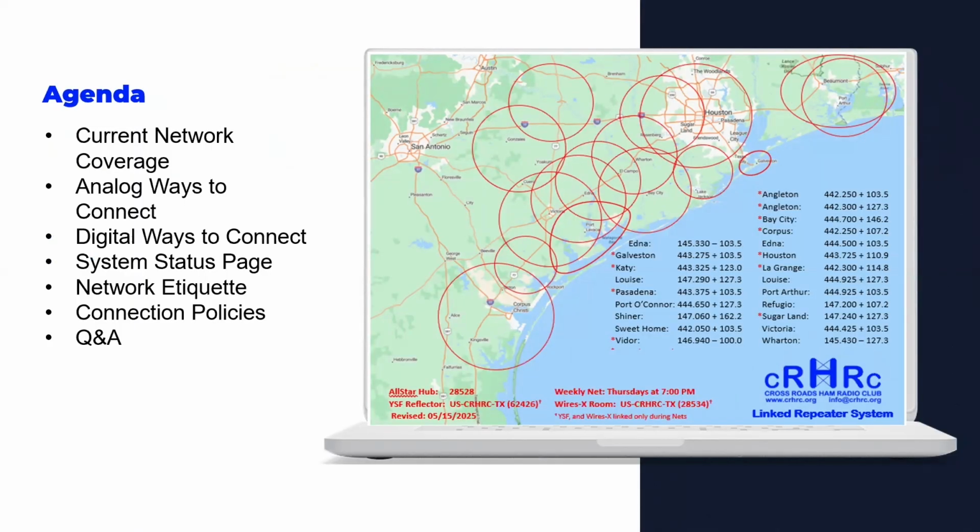All right, so tonight we're going to talk about our current network coverage, analog ways to connect, digital ways to connect, and where our system status pages are. We're going to give a brief overview of the etiquette that we have in place and the connection policies. And then we'll have time for Q&As after each section. After the analog section and the digital section, we'll do Q&As for each one.